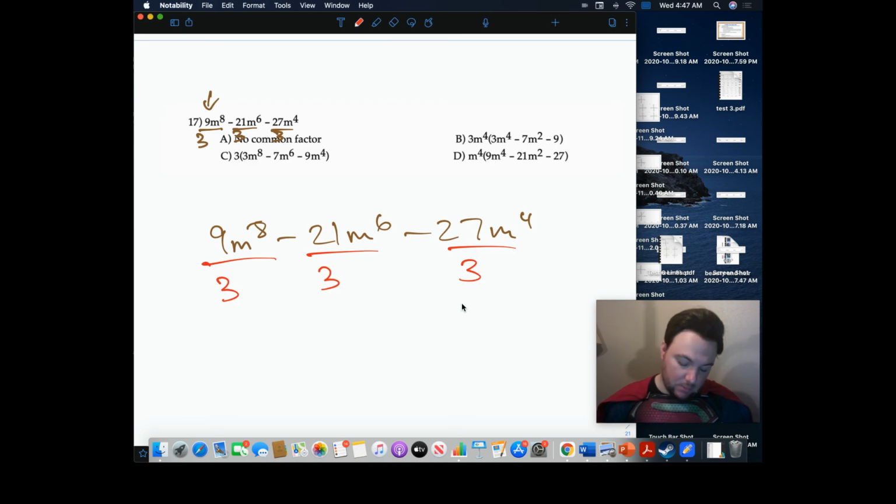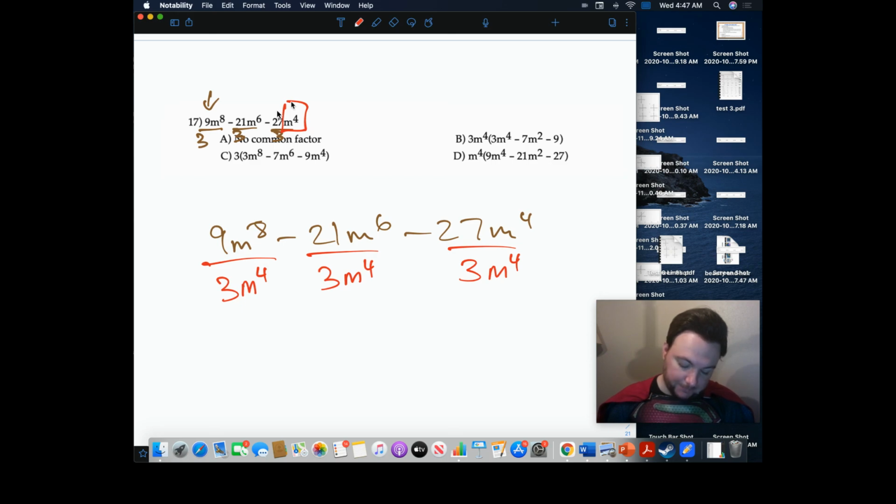Can we take out m's? Well, sure, we can take out m to the 4th. Here's the other important point: when we ask how many m's we can take out, the maximum is the lowest exponent value. I can't take out m to the 5th if you only have m to the 4th. If I only have 4 m's, I can't take out 5 m's. So the most we can take out is m to the 4th.